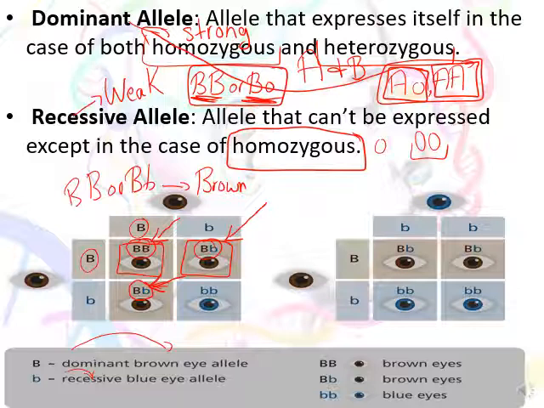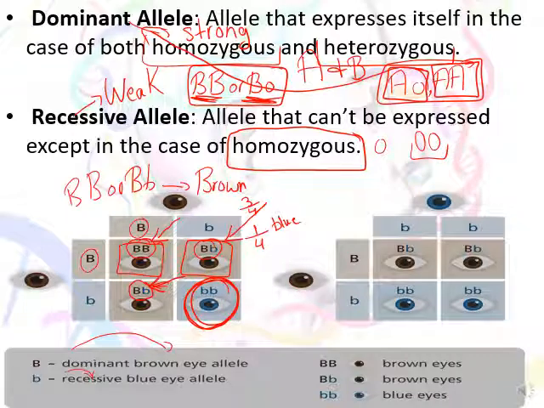So the brown here represents 3/4 of the total population, for example the proportion. While only 1/4 represents small b, which is the blue eye allele. So 1/4 represents the blue.